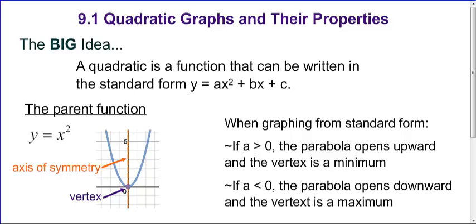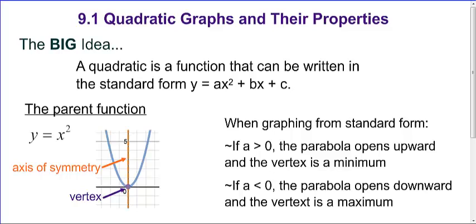Algebra 1 students, as the school year gets close to a close, we have one more chapter. One of the most important ones. You'll want to learn it well. Quadratics. Today, we're going to start by looking at graphs of quadratics and their properties.